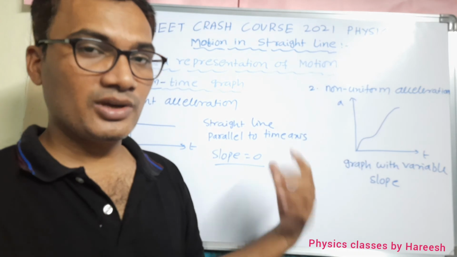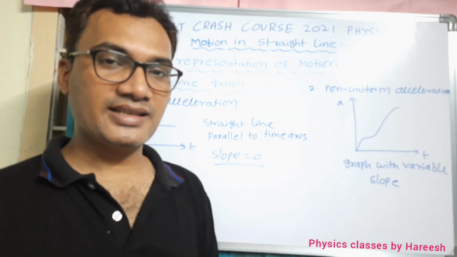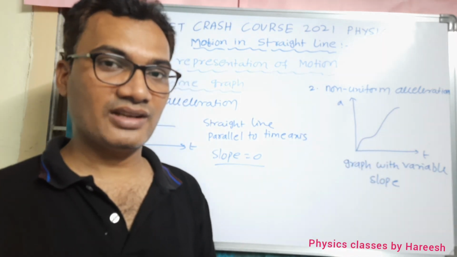So these are the graphical representations of the motion of an object, as we discussed: the position time graph, the velocity time graph and the acceleration time graph. These graphs are very, very important.